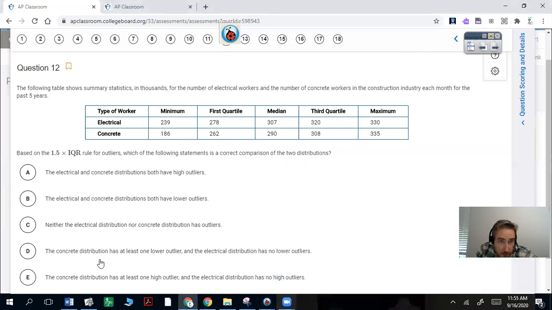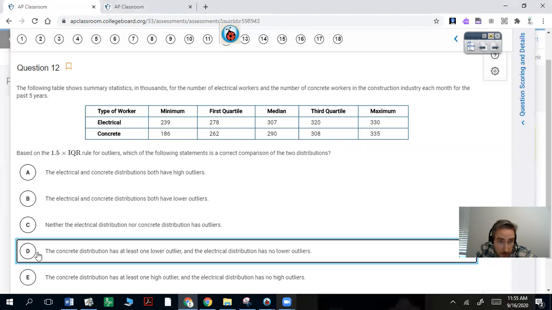The concrete distribution has at least one lower outlier, and the electrical distribution has no lower outliers. That would be the true one because it doesn't have a high outlier, it only has a low outlier.